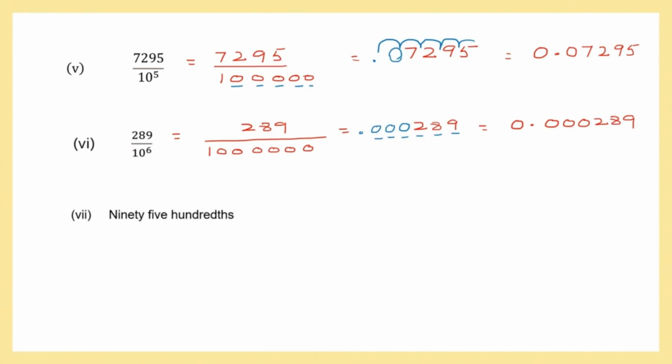95 hundredths. So 95 hundredths is given in words. Let me write it as a fraction. 95 hundredths. So let's write the numerator as a whole number. Look at your denominator. There are 2 zeros. So my point moves 2 places to the left. So 1, 2 and then I put my point. So what is my final answer? 0.95.